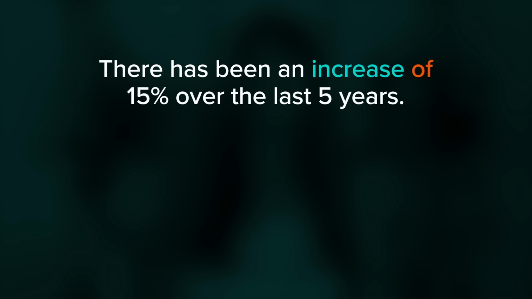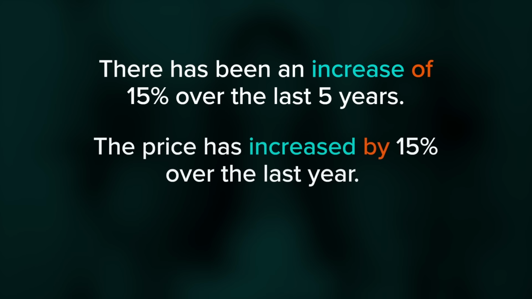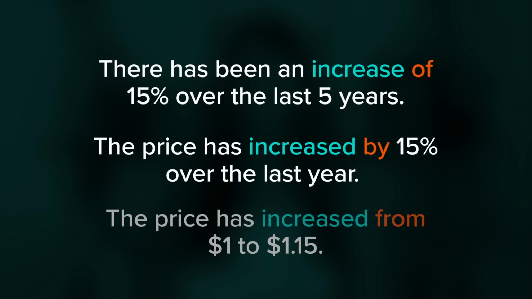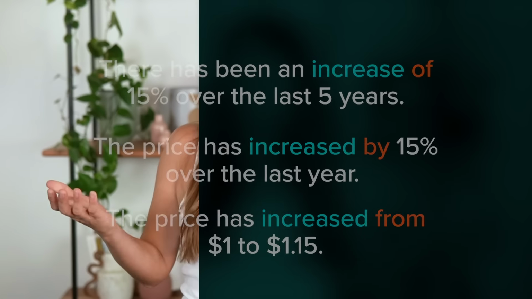There has been an increase of 15% over the last 5 years. The price has increased by 15% over the last year. The price has increased from $1 to $1.15. These three sentences all convey the same information. They're all saying pretty much the same thing. So how do you know when to use of, by, or from? There's a little trick to this that I want to share.